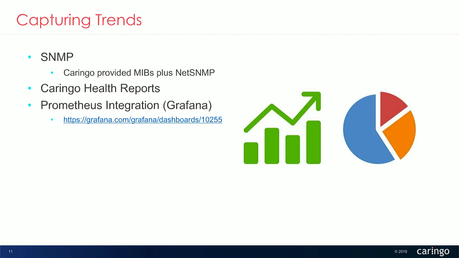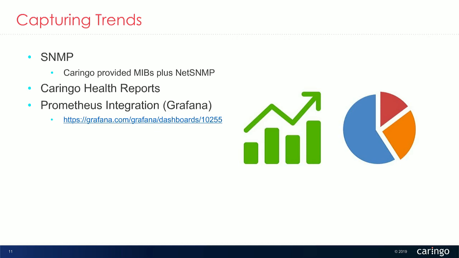We talked about the Caringo health reports already and how they provide not only a phone home mechanism for the support team, but we also cook a lot of that information and provide it in graphical format so that the customers can look at it from the Swarm UI as well.